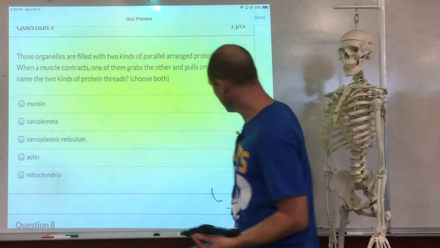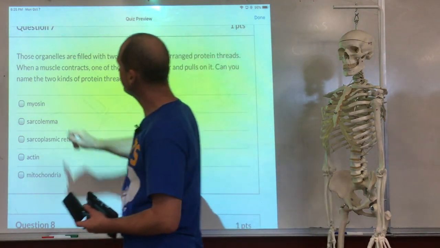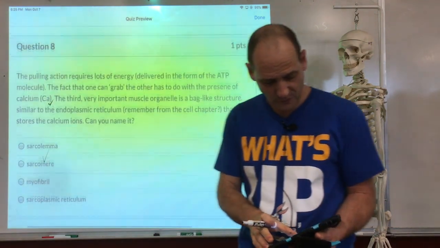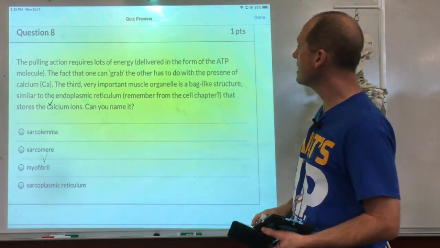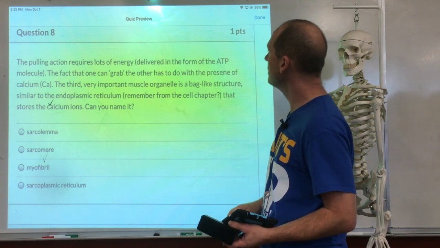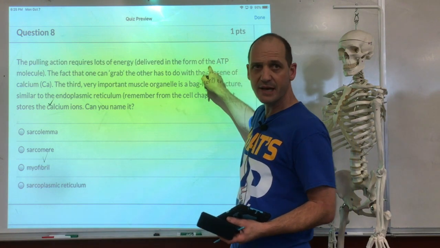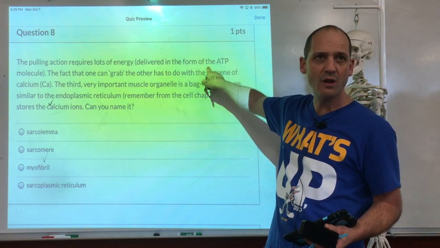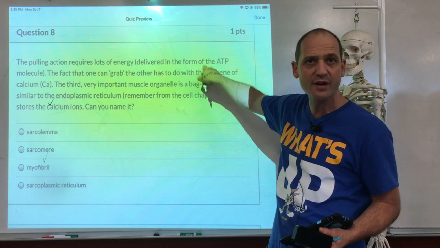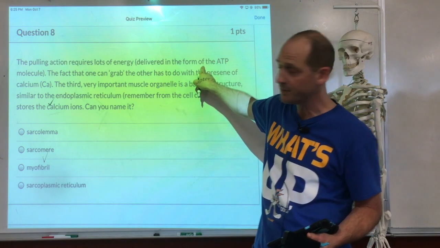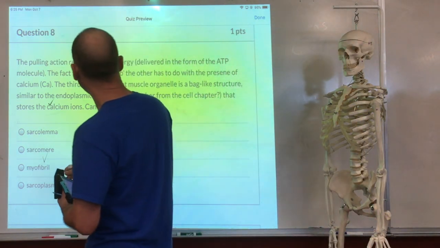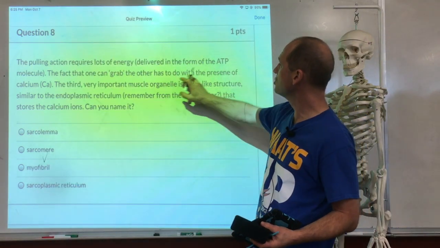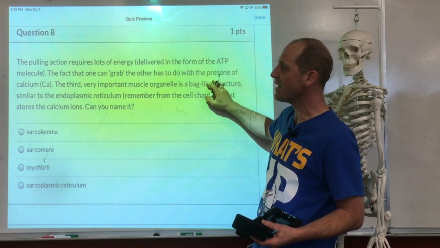What are those threads called? Myosin and actin. The pulling action requires a lot of energy. That's from ATP molecules. So whenever we think energy, we think ATP. That's why when you lose a lot of energy, you're going to have a lot of ATP used. You have a lot of mitochondria that make pretty much all the ATP. The fact that one can grab the other one has to do with the presence of calcium.